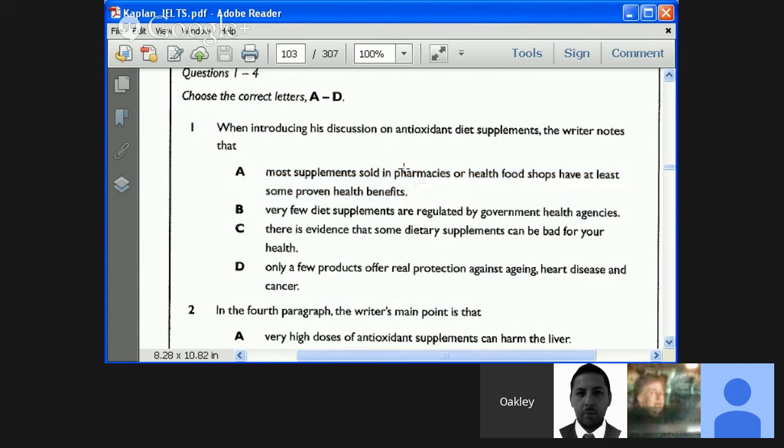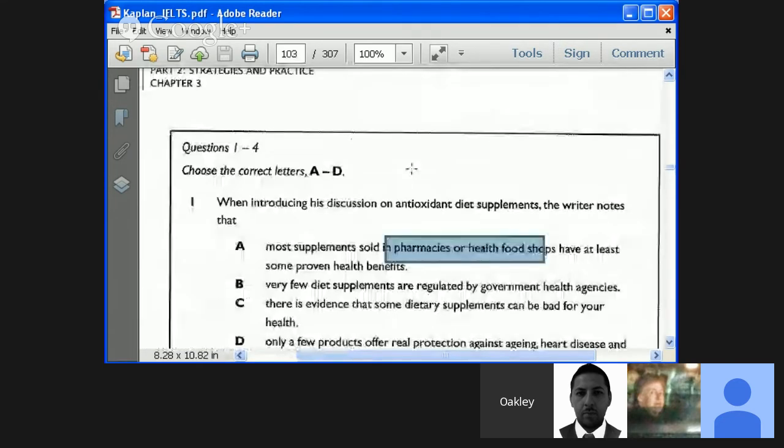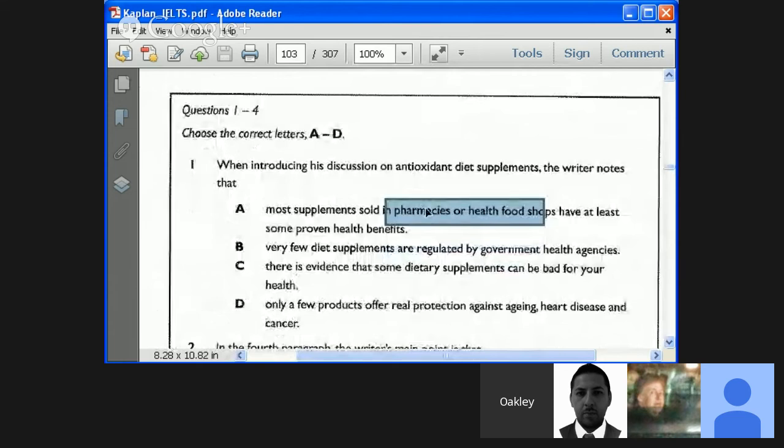Well, I know right where this information is, so I might as well double check this, because I've already done a question looking for pharmacies and health food. I know right where it is. If I look at it, does it say that there are health benefits? That one's easy to find. So the idea is I know exactly where to find it. If I want to double check it, I can go directly to it. I don't have to search for anything, and I can eliminate one answer.